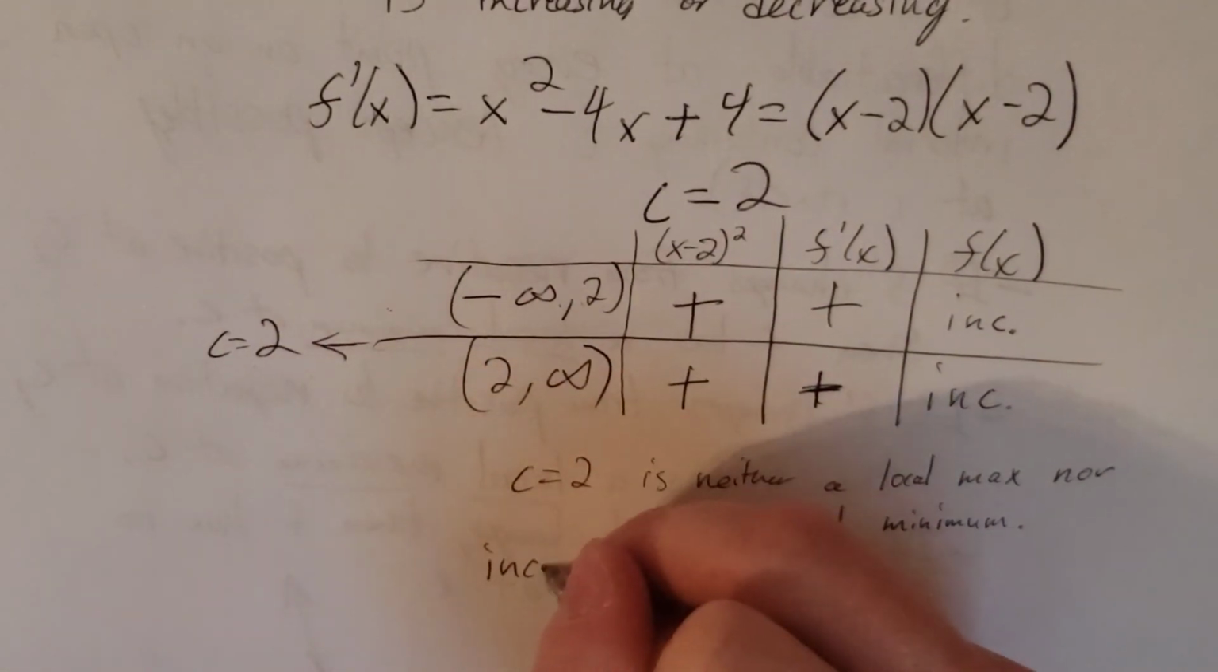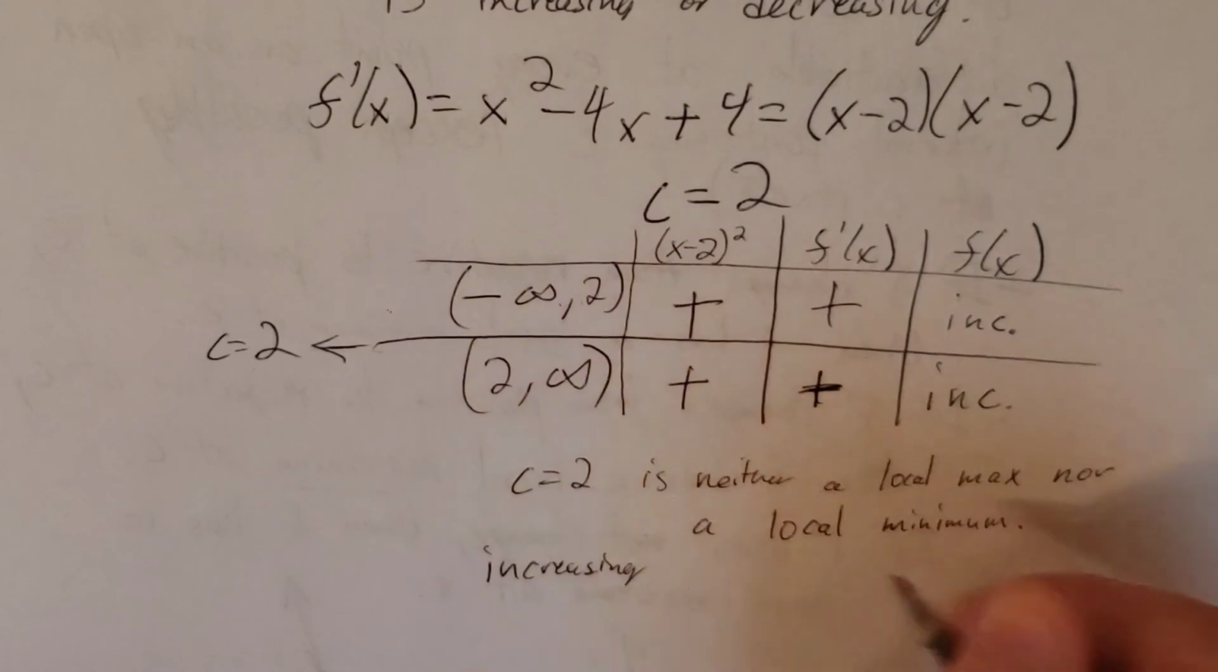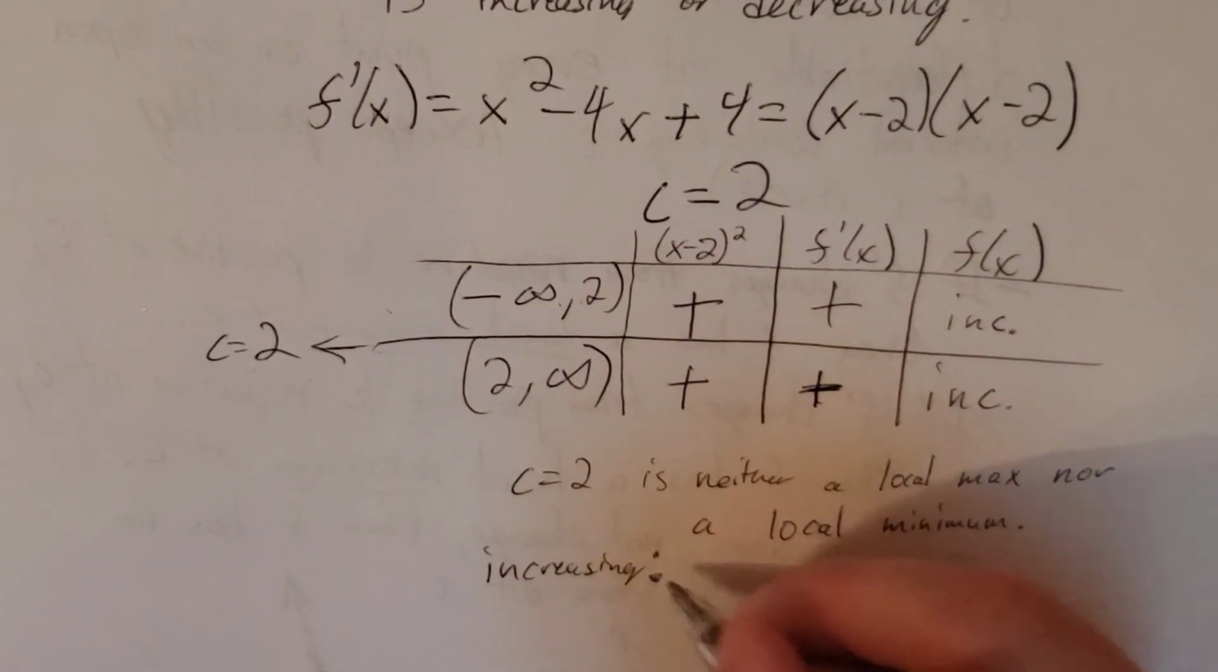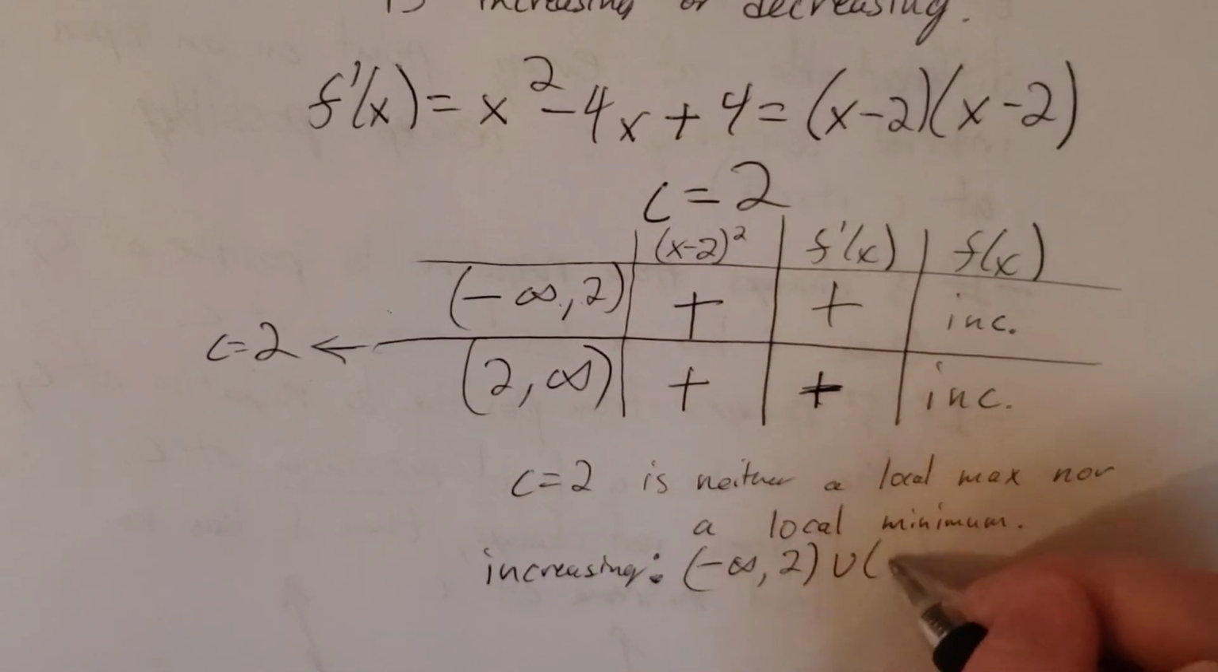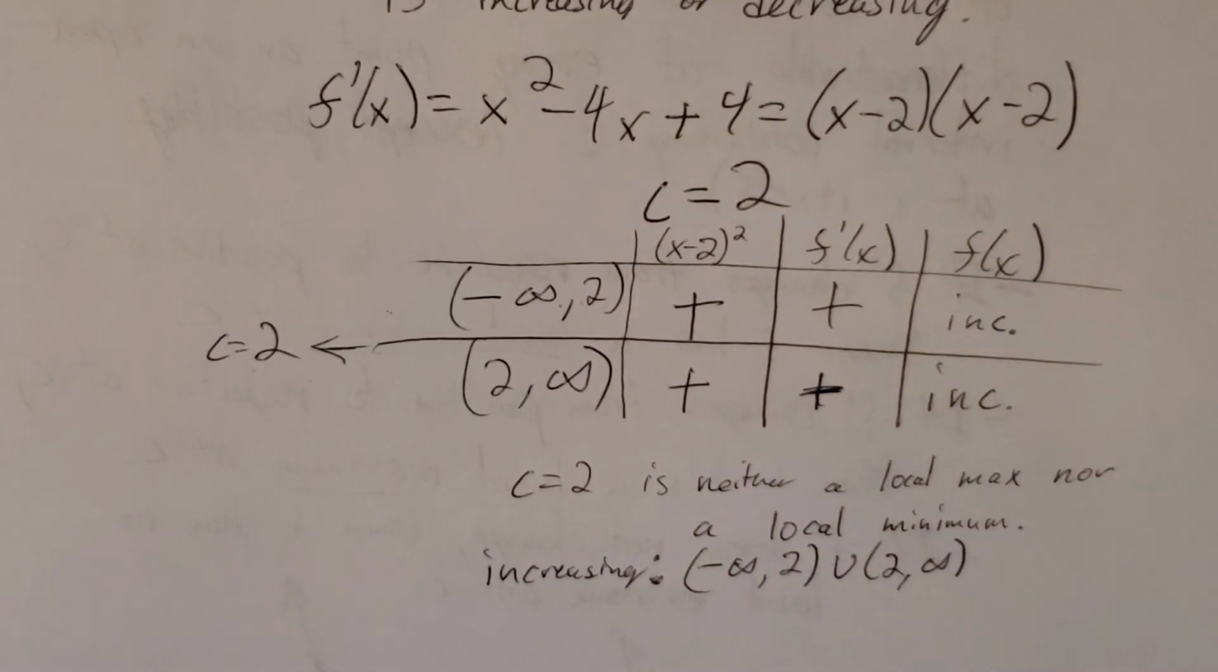And again, what was the other thing we wanted to know? We just wanted to know where our function is increasing or decreasing. So this is increasing on negative infinity to 2, union 2 to infinity. So everywhere, if we include the value 2. And that is it for this particular video.